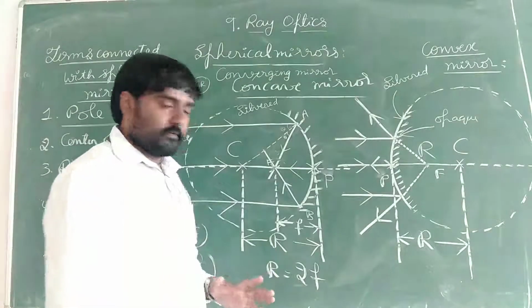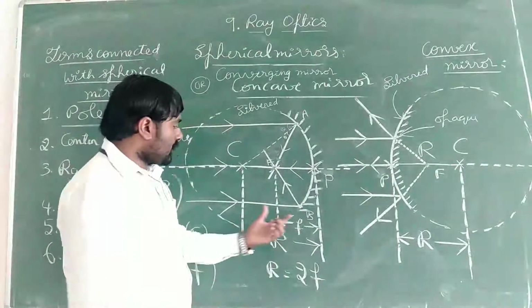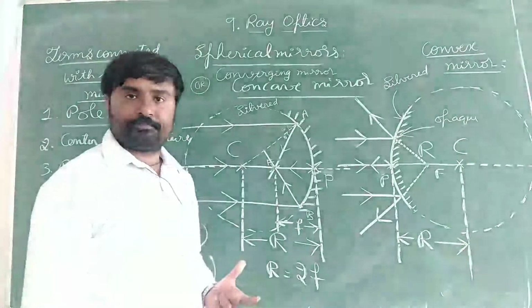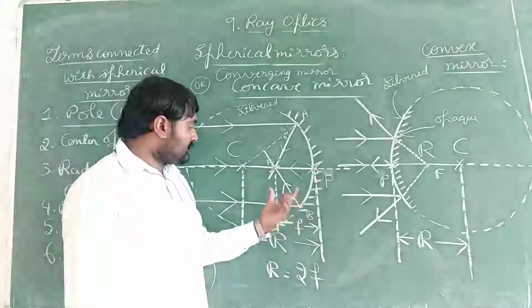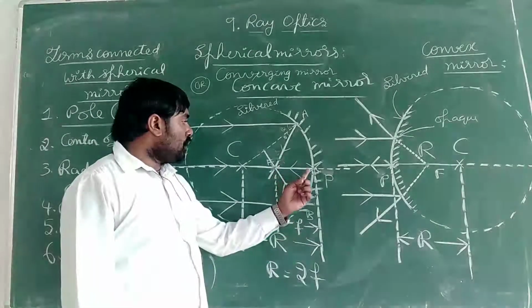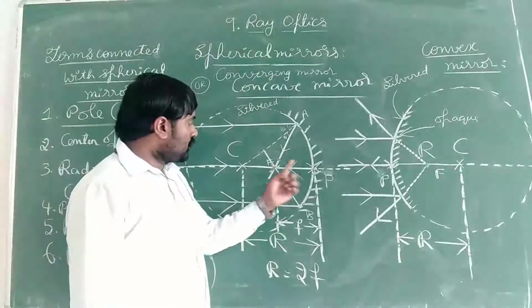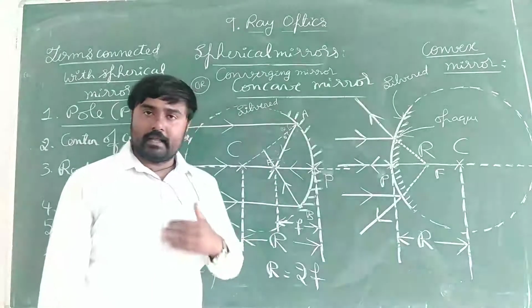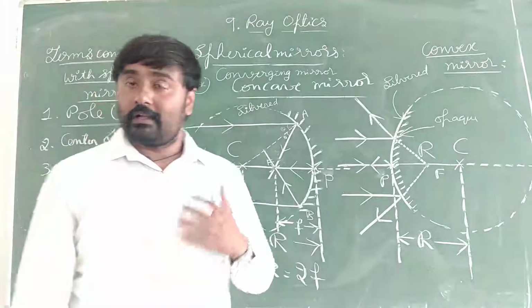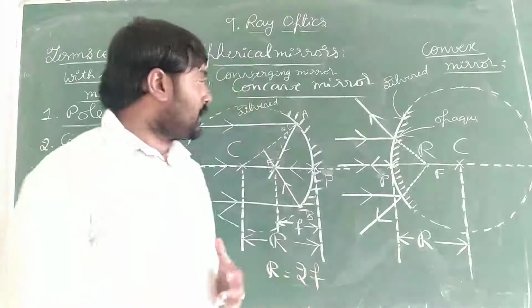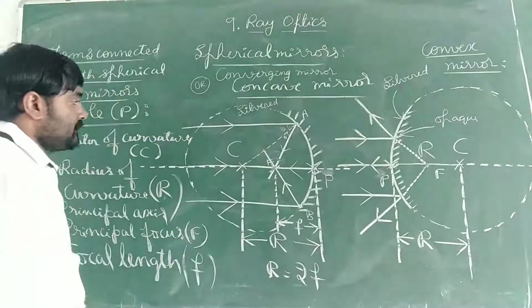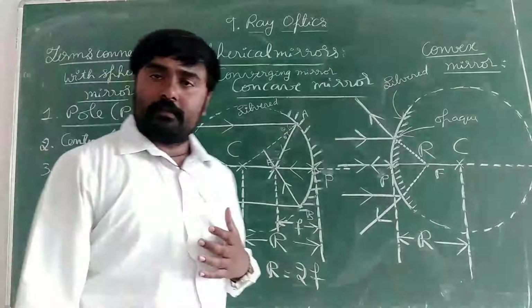This point is also very important. Focal length is the distance from pole to principal focus. The distance from pole to principal focus is called the focal length. So these terms are very important.